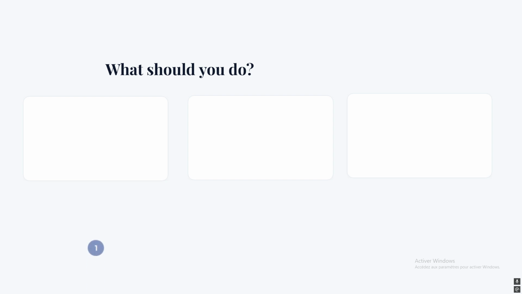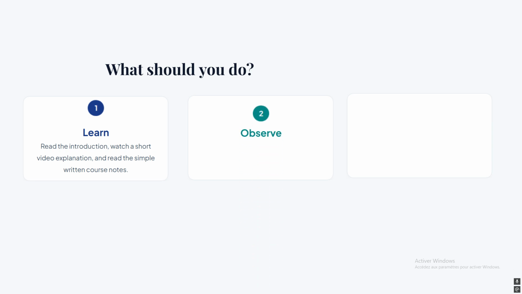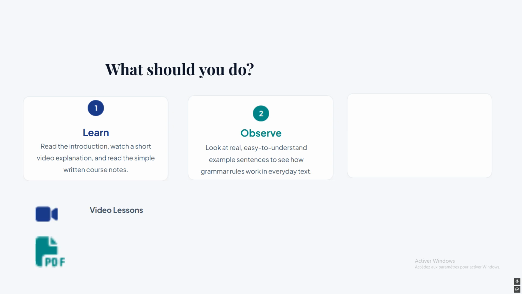Then what should you do? First, you have to learn, which means read the introduction, watch a short video explanation, and read simple written course notes. Then observe, which means look at real, easy to understand example sentences to see how grammar rules work in everyday text, using video lessons, of course, and easy PDF notes.